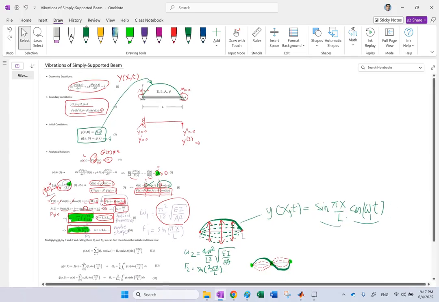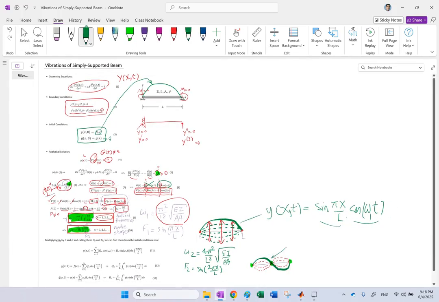If your initial condition f of x exactly matches the second mode shape, then you only get frequency omega 2 and the second mode shape sine of 2 pi x over L, and so on and so forth. But if your f of x does not match any of these mode shapes exactly, for instance, you might give it a triangular initial displacement. That one does not match any of these sine waves. So you are going to get a combination of all of these frequencies and different mode shapes. Okay? And that is done by Fourier series, as I'm going to tell you in a second.